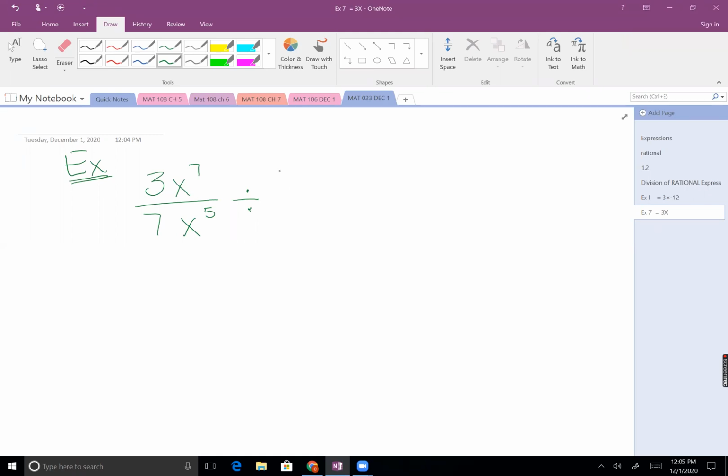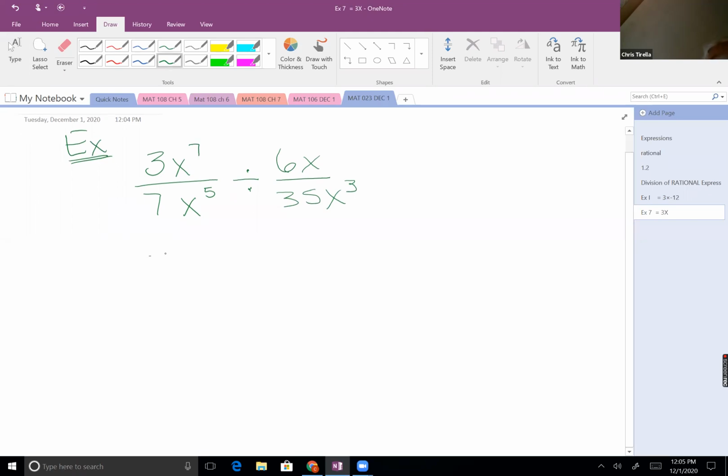So we've got 3x to the 7th over 7x to the 5th, and I want to divide it by 6x over 35x to the 3rd. Let's keep, change, and take the reciprocal.